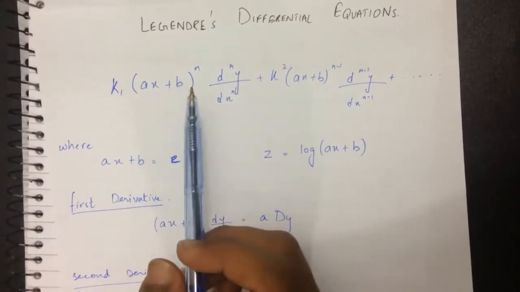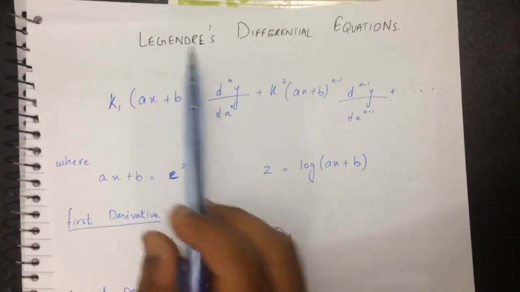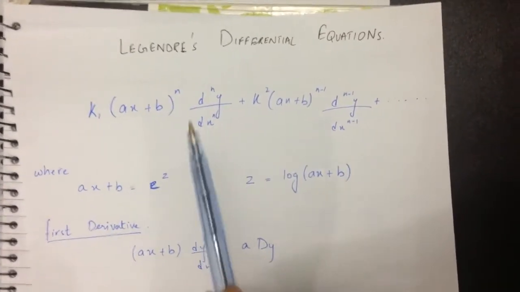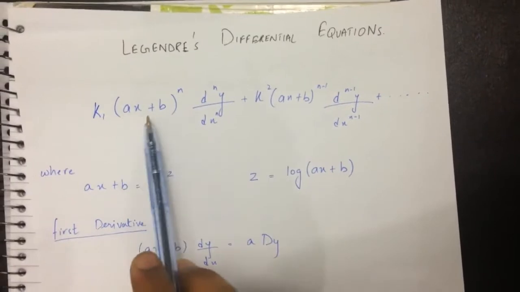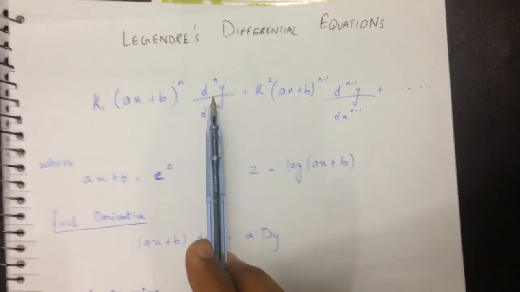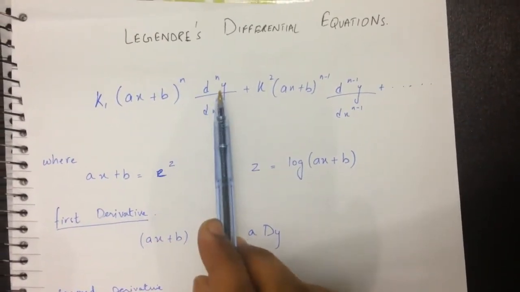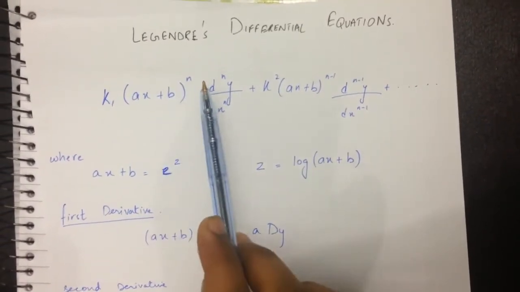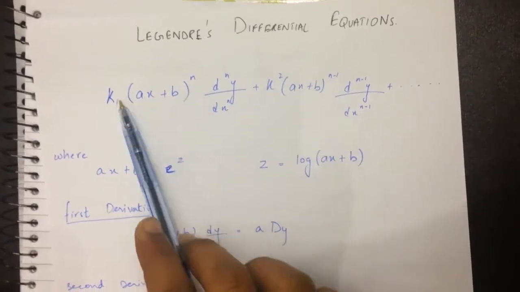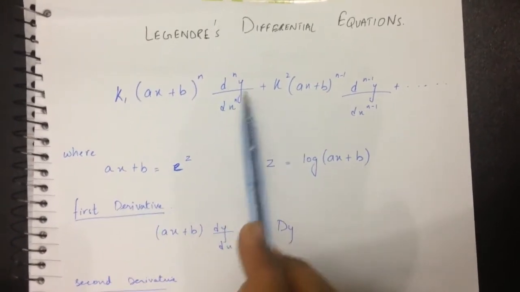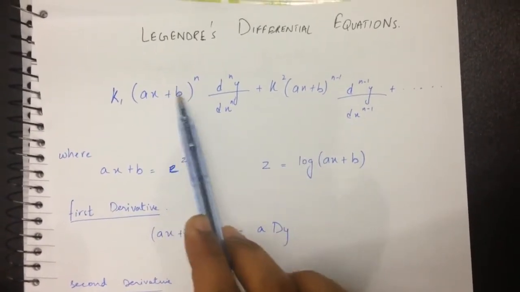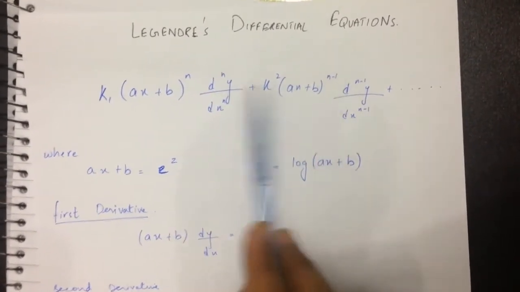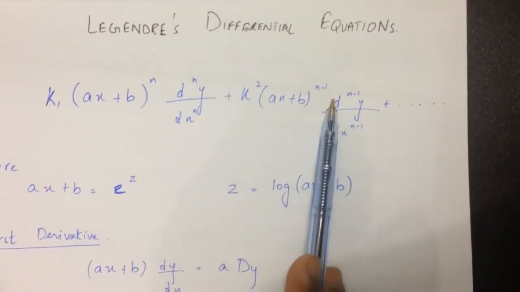Now we come across another method of solving differential equations, which is called Legendre differential equations. In this, we have an equation (ax + b)^n, and the power of the differential and the power of this variable expression should be the same: (ax + b)^n d^n y over dx^n. If we have a power of n minus 1, then we should also have the differential of order n minus 1.